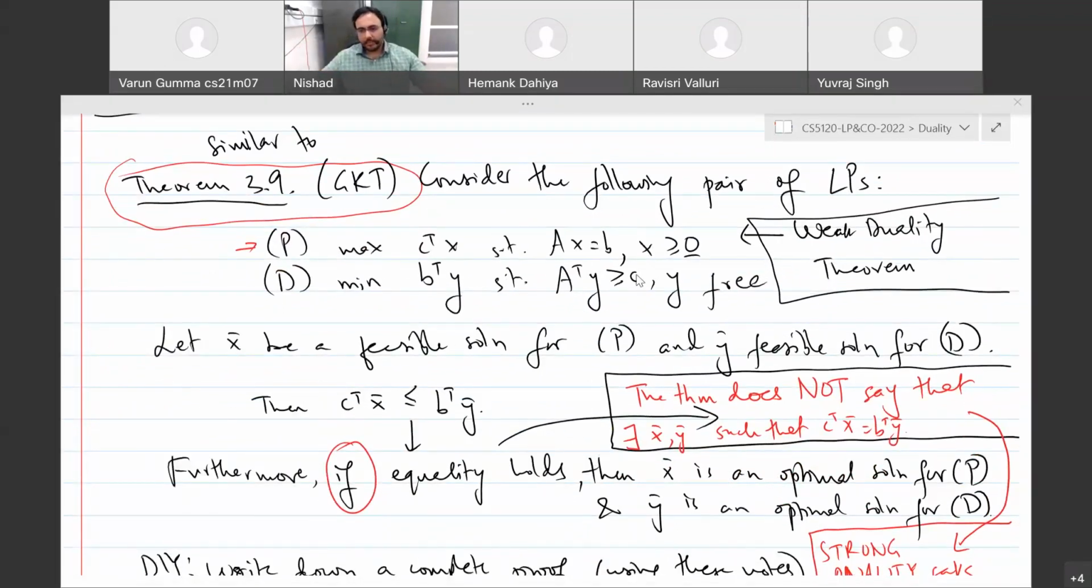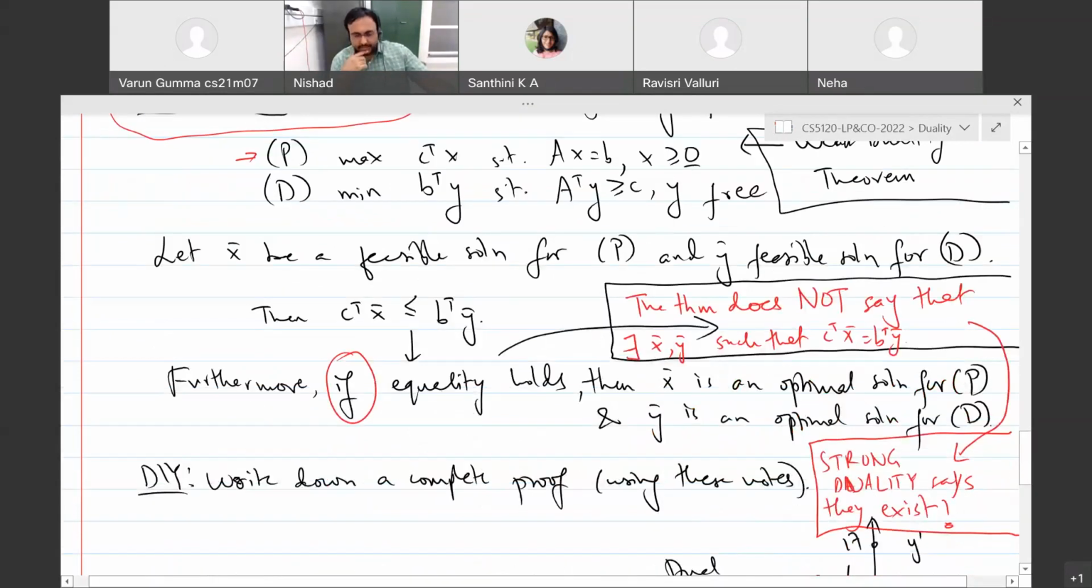So here you said that, can you just show that in the duality? Yeah. Strong duality, if we have it, then we can have C transpose X is B transpose Y. Is there a condition to know if strong duality holds for a given LP? It always holds. The strong duality theorem says that you can always find an X bar and a Y bar such that C transpose X bar is equal to B transpose Y bar.